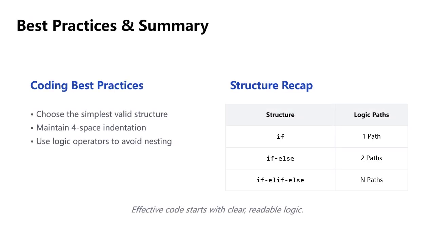To finish our session, let's look at some best practices and summarize everything we've learned about selection structures today. First, always choose the simplest valid structure for your problem. We use a single if for one logical path, an if-else structure when we have two distinct choices, and the if-else ladder when we need to handle multiple specific conditions.